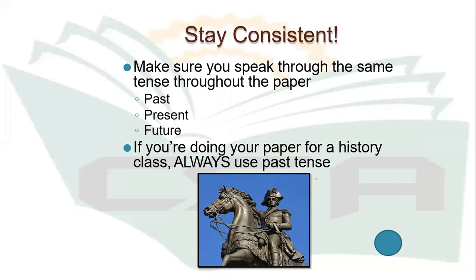Stay consistent. Make sure you use the same tense throughout the paper. If you are using past, future, or present tense, use the same tense in the whole paper, or use it according to the requirement of the data in the paper. So if you are writing about a history class, or writing about the history of anything, always use the past tense. All right. And if you are writing any research proposal or synopsis, then you will use the future tense in your materials and methodology.